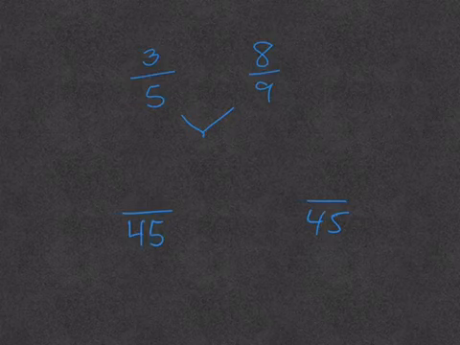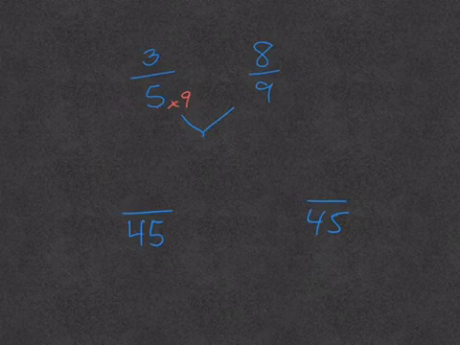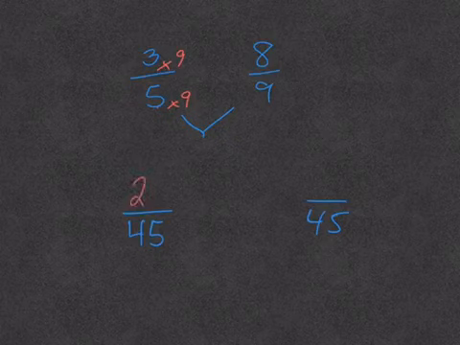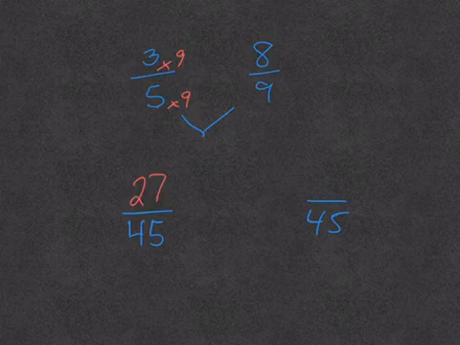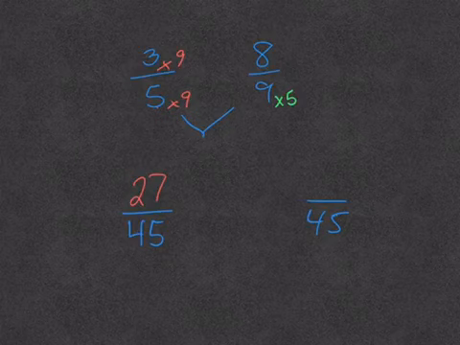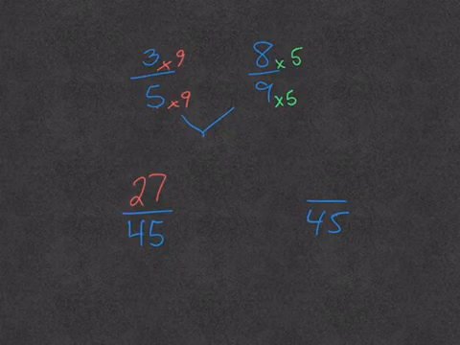Well, to get from 5 to 45, I had to multiply by 9. Whatever I do on the bottom, I do on the top. So 3 times 9 is 27. So 3/5 is equivalent to 27/45. Next one. What did I do to 9 to get to 45? I had to multiply by 5. Whatever I do on the bottom, I must do on the top. 8 times 5 is 40.